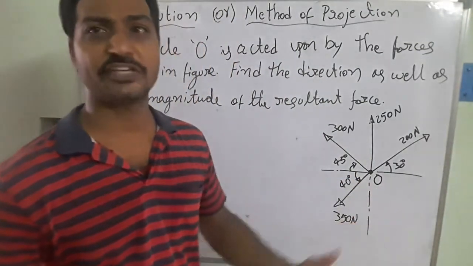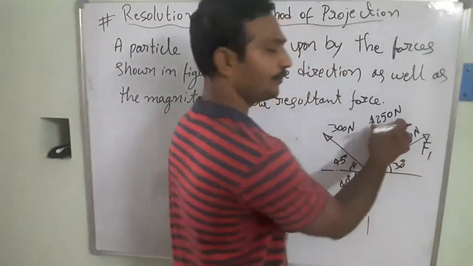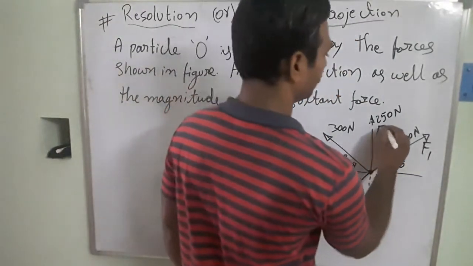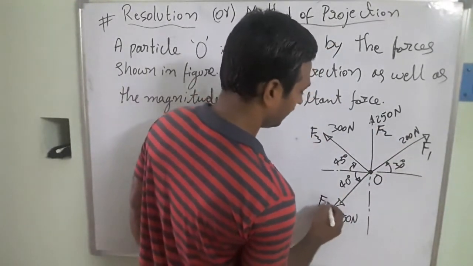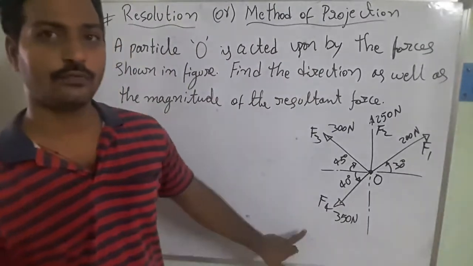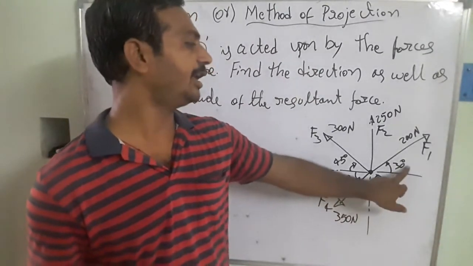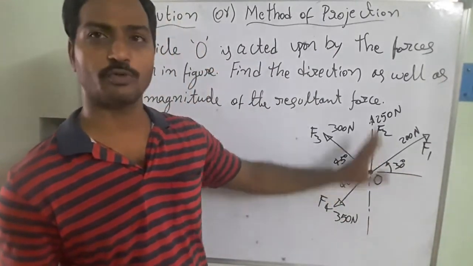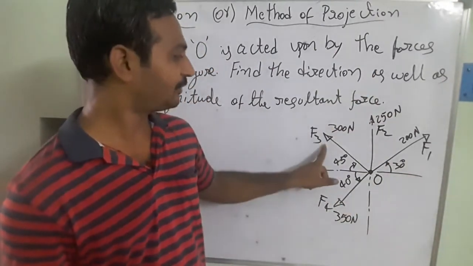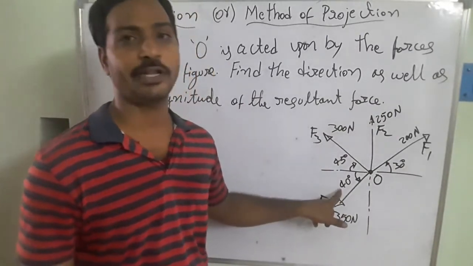For simplification, I am going to give this 200 newtons as F1, 250 newtons as your F2 force, and this is the F3 force, and this is the F4 force. So F4 is 350 newtons. At the same time, he has provided the inclination with the horizontal component. F1 is 30 degrees, F2 is almost 90 degrees, F3 is equal to 45 degrees, and F4 is equal to 40 degrees.